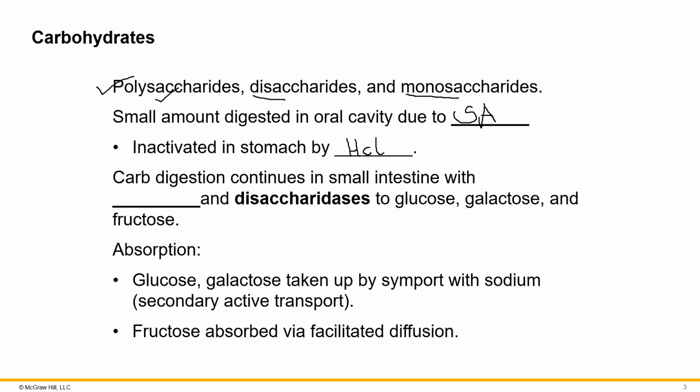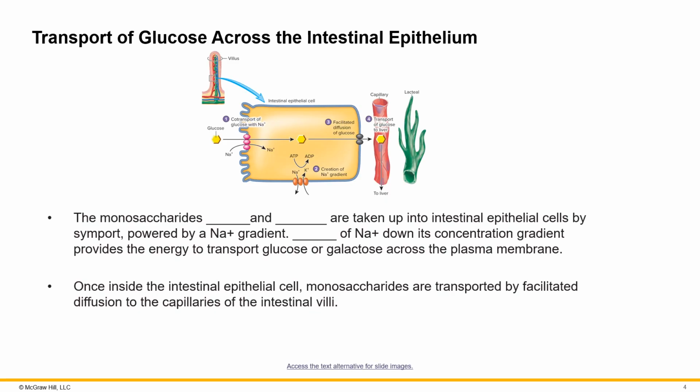As the chyme is going into the small intestine, the duodenum, there are brush border enzymes, or disaccharidases, that break down disaccharides and polysaccharides into monomers, which over here are glucose, galactose, and fructose. Once they're broken down to these monomers, they're absorbed into the bloodstream. The diagram on the next slide is where I'm going to explain how this happens.